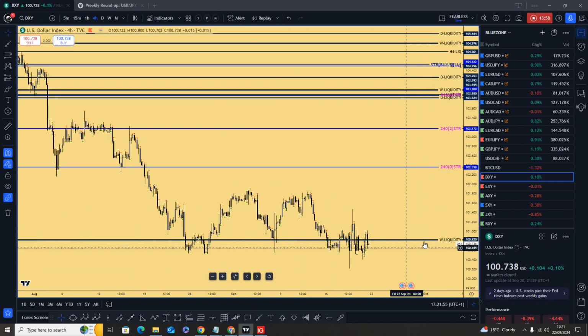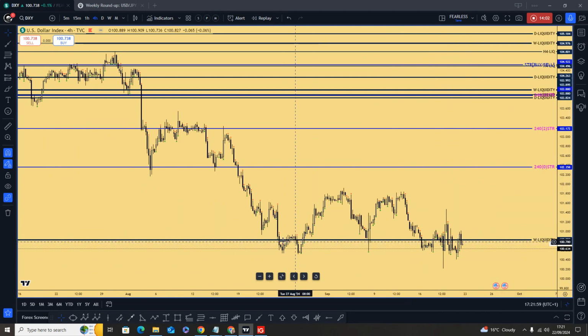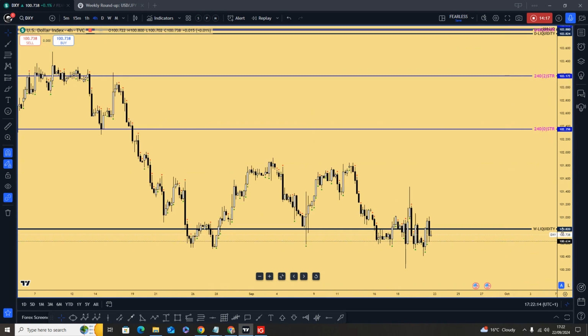Let's see this one. We have a weekly liquidity line. Price has been trading here. This is a zone of interest. Look at that. We had a break here. We had a failure and a breakdown. This breakdown is not strong. Look at that. So for us, 100.82 is a key level to watch out for this week.